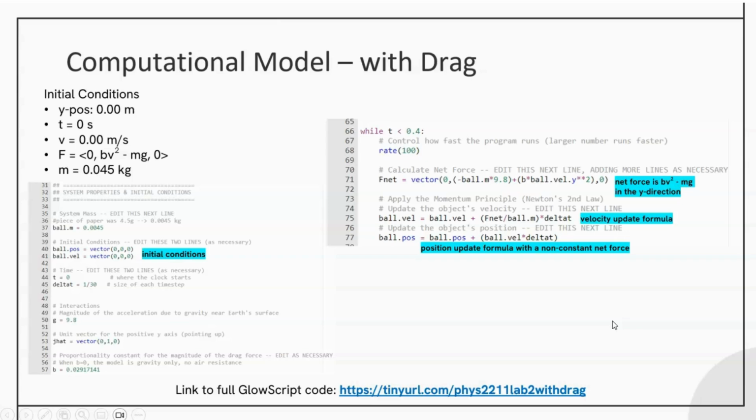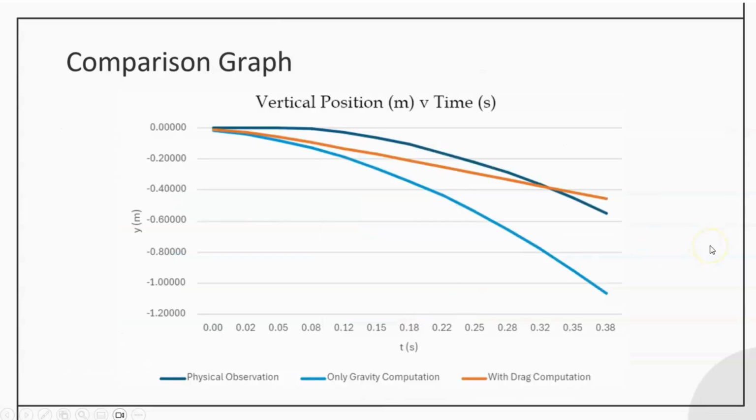And now this is the computational model with drag. Notice how the net force changes here as we include drag, which is bv squared. So the net force in the y direction is bv squared minus mg. The initial conditions are the same except for the b value at the bottom here, which is different because now we have drag. And for F net, notice how I changed the formula to account for drag, and then I also use a position update formula that has a non-constant net force, since the force of drag is a non-constant force. This is the comparison graph with the two computations and the physical observation.